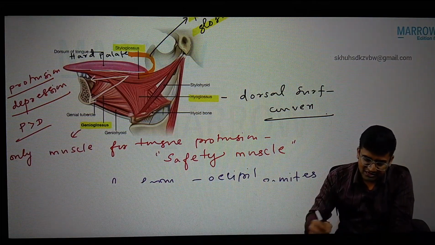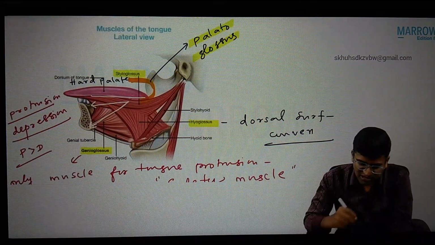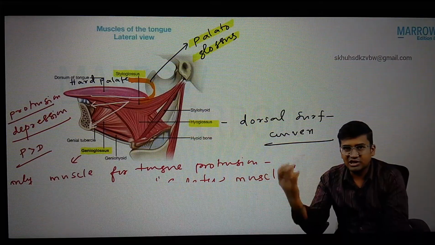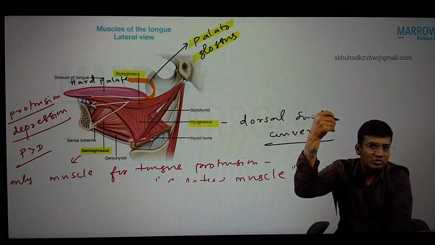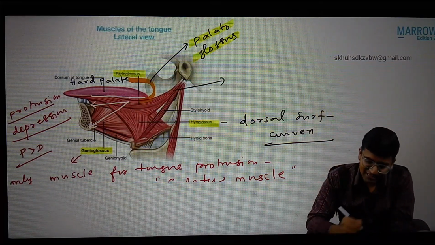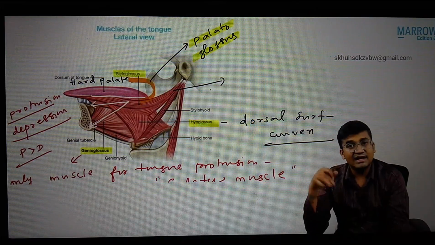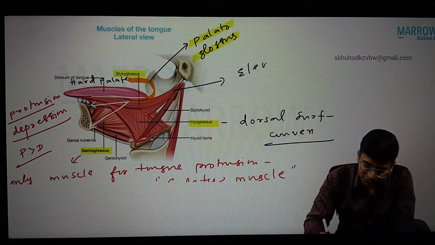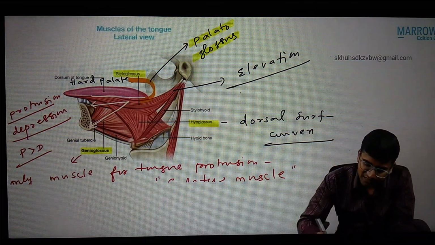And what about the styloglossus muscle? See, the styloglossus muscle goes from the styloid process to the tongue. So the tongue will move towards the styloid process. Again, the styloid process is behind the tongue and above the tongue. So the actions are elevation and retraction.